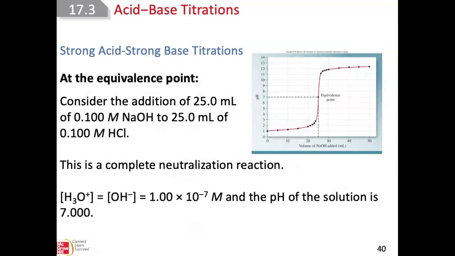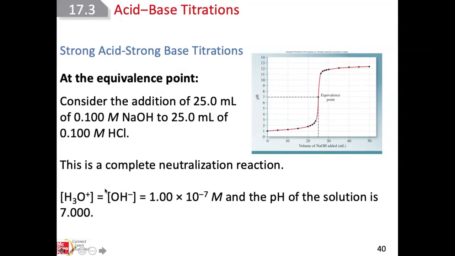So now the equivalence point. So we have equal, as you can see, equal moles of H plus and OH minus. So let's say we will add 25 ml of 0.1 molar NaOH to 25 ml of 0.1 molar HCl. This is a complete neutralization reaction.